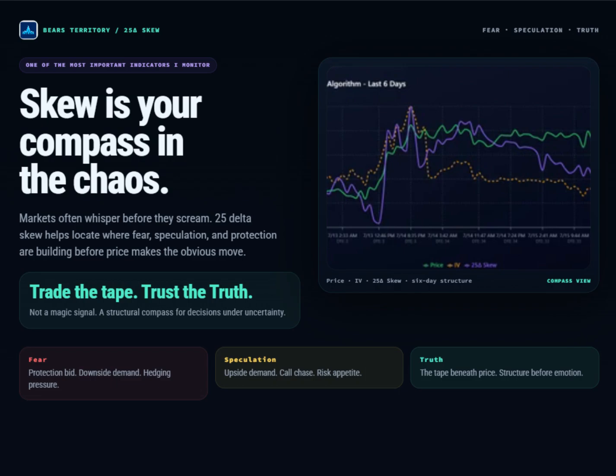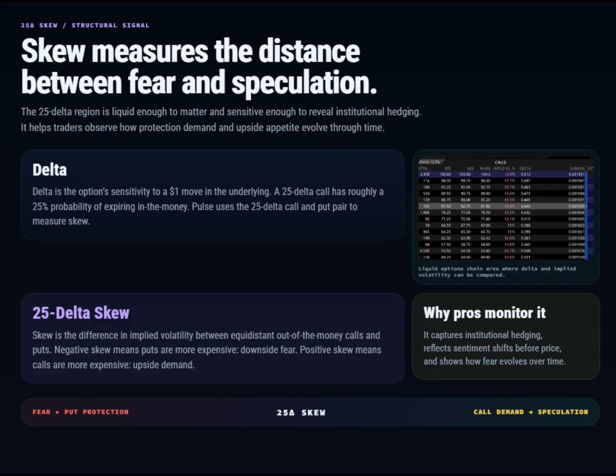Personally, one of the most important indicators I monitor, especially when I'm in the middle of a position and emotions begin to take over, is 25 Delta Skew. Sometimes it can become your compass in the chaos.